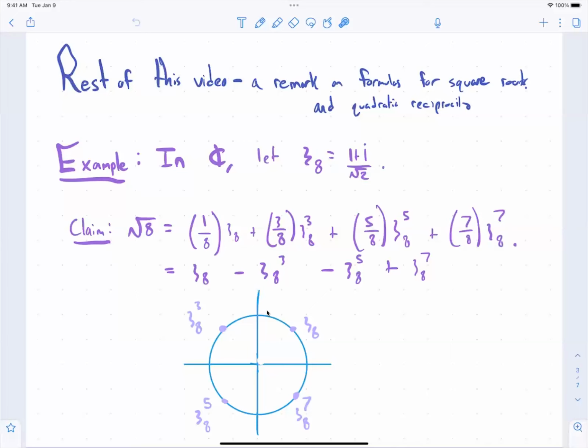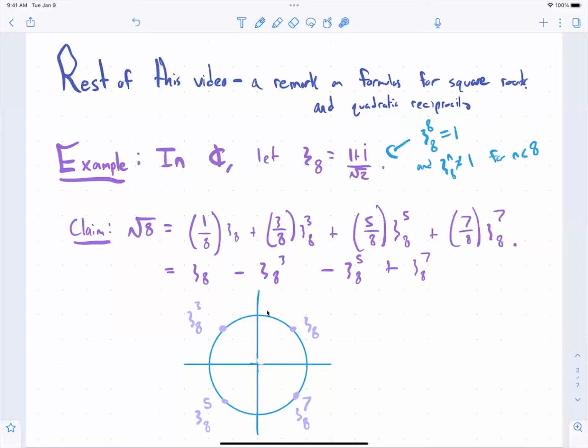So here's a motivating example. If I look at the complex numbers, I'm going to write this number as zeta sub 8. That's going to be (1 plus i) over square root of 2. It lies on the unit circle. The key property of this number is that if I take zeta sub 8 and raise it to the 8th power, this is equal to 1. And if I take it to the nth power for n less than 8, I don't get 1. So 8 is the first power of this number that gives you 1.